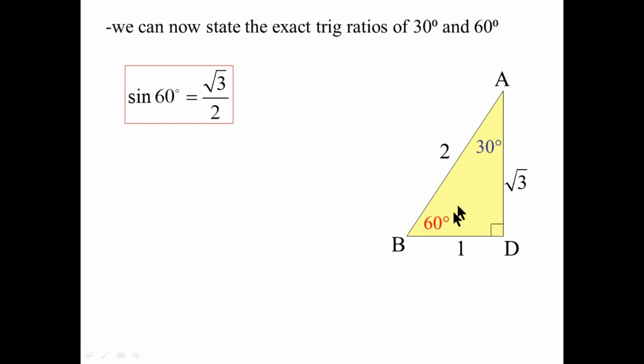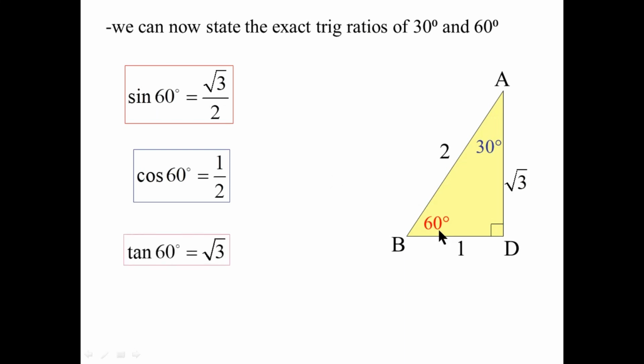Sine of 60 using SOHCAHTOA, opposite over hypotenuse, root 3 over 2. Cos of 60, adjacent over hypotenuse, 1 over 2. Tangent of 60, opposite over adjacent, root 3 over 1. We could just call that root 3.